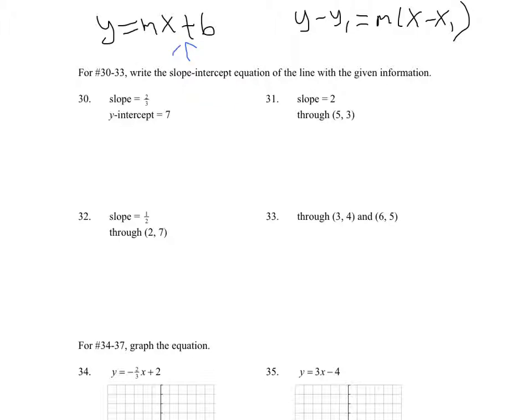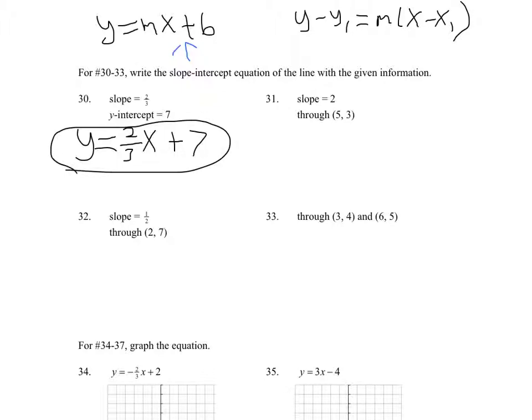Since all you really need to write an equation is the slope and the intercept, look at number 30. They're giving us both of those. So all we have to do is just plug that in. This is going to be y equals 2/3 x plus 7. We know that m is the slope and b is the y-intercept. So there's my answer.